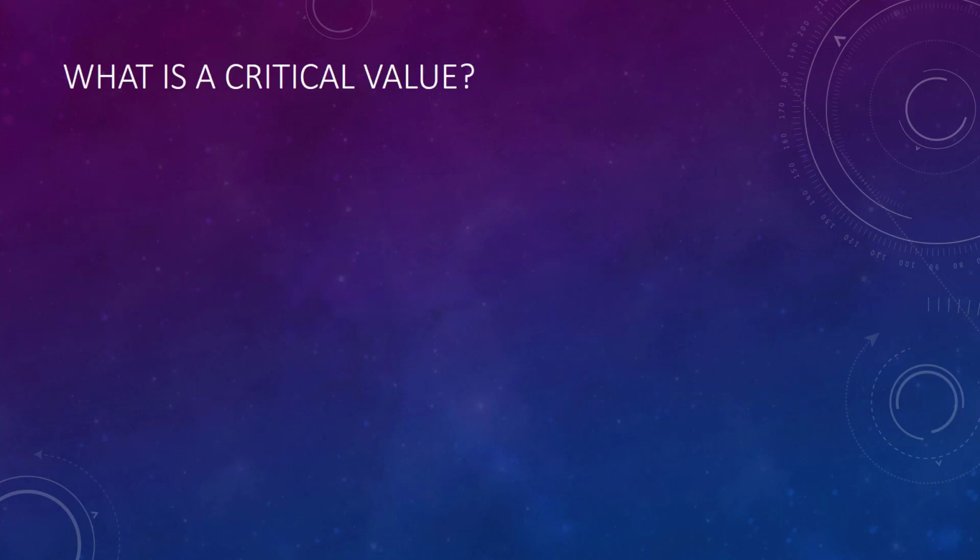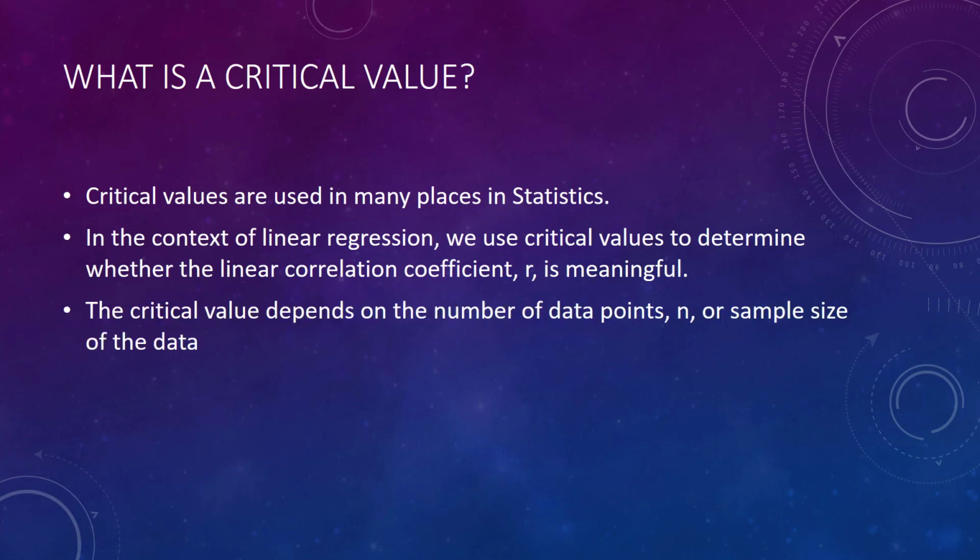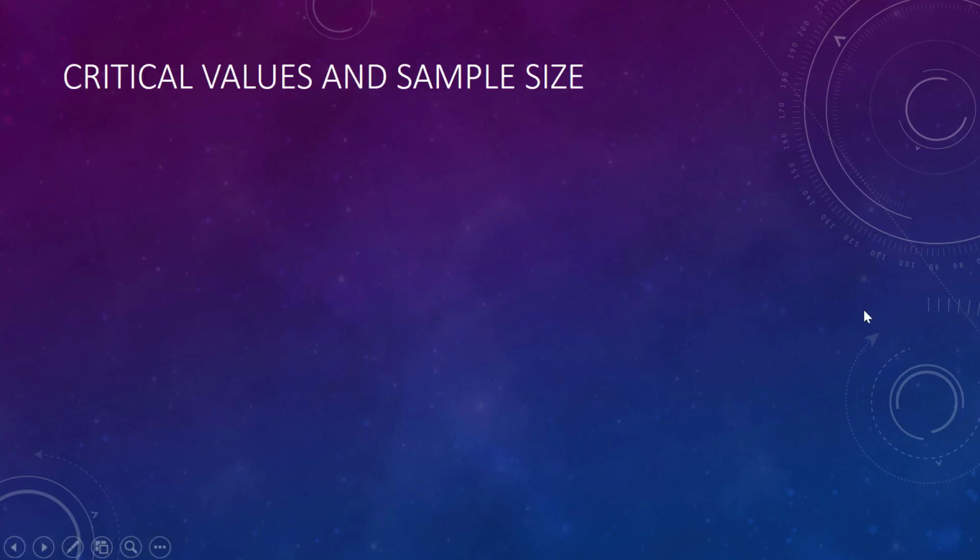What is a critical value? Critical values are used in many places in statistics. In the context of linear regression, we use critical values to determine whether the linear correlation coefficient r is meaningful. The critical value depends on the number of data points n, or sample size of the data. Critical values and sample size.